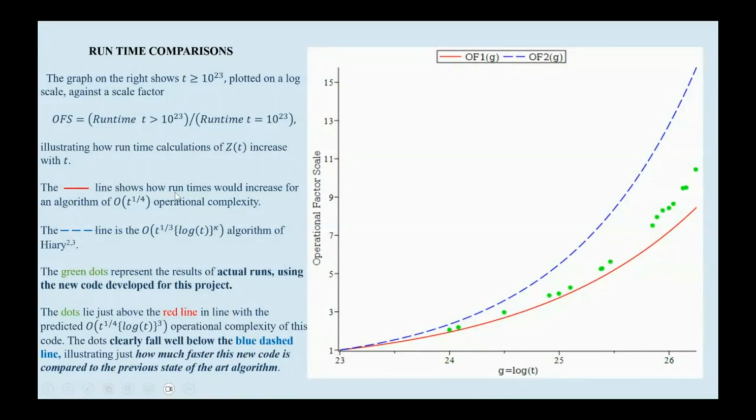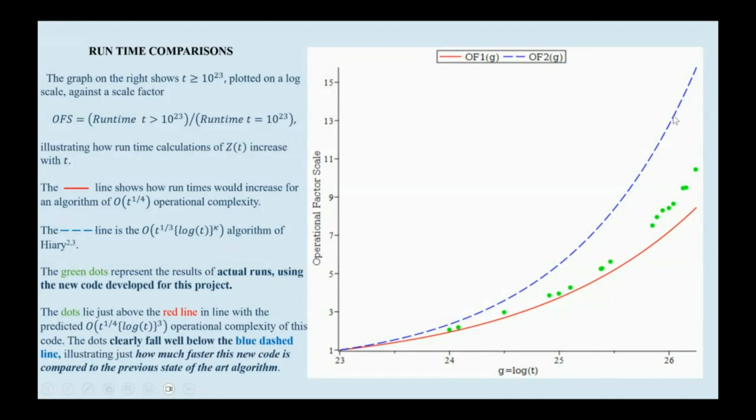The red line shows how the runtimes would increase for a purely t to the 1/4 algorithm. So that's the red line here. So if you had a purely t to the 1/4, at 10 to the 26, it would only take possibly about 7 times to run compared to 12 or 13, so a lot faster. And then the green dots, well, these represent the results of actual runs using the new code developed for this project. So these are actual results based on actual run times, and you can sort of see that the green dots fall closely to the red line.